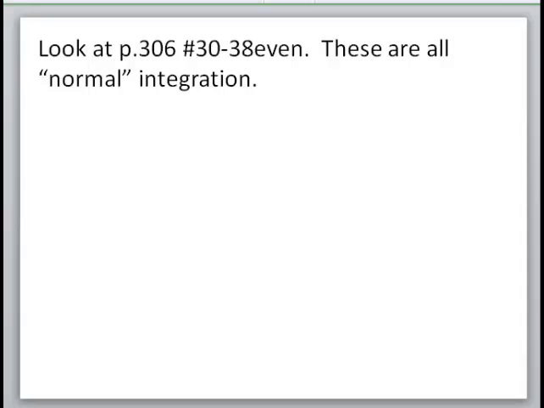I want to point out to you on these, and I'm not going to do a bunch of these examples, but I do want to mention to you that on 30 to 38 even, these are all normal integration, meaning they don't require you to use substitution. So I want to go ahead and show you one of these. Let's go ahead and look at number 30. 30 says x squared plus 1 over 3x squared dx.